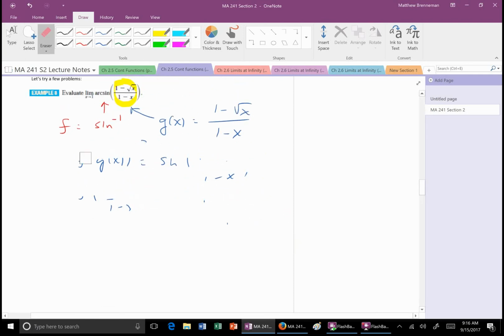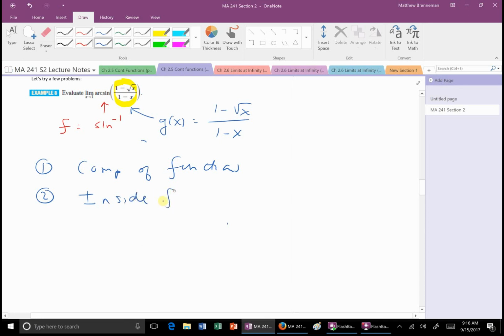So let's go ahead and see how this is going to work. The first thing I notice is that I have a composition of functions. The bad news is that the inside function is not continuous at x equal to 1. So I can't use theorem 9. But I'm going to try theorem 8. Theorem 8 asks: does the limit exist? If it does, I'm okay.